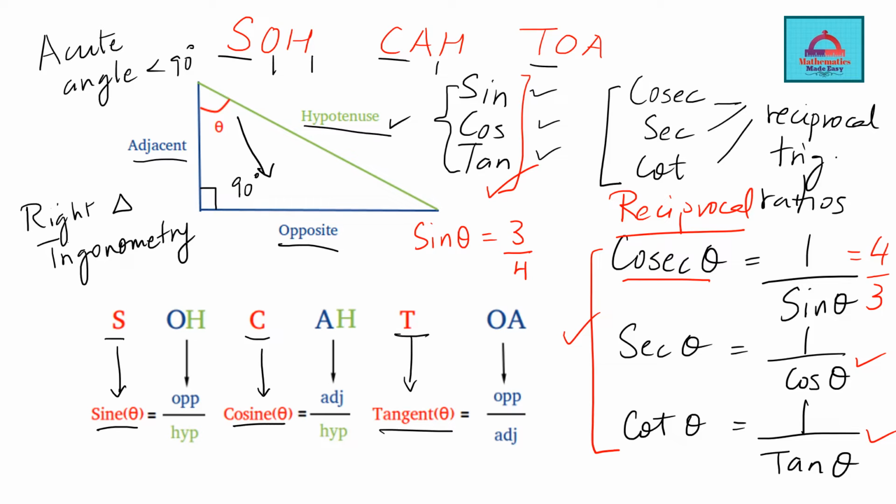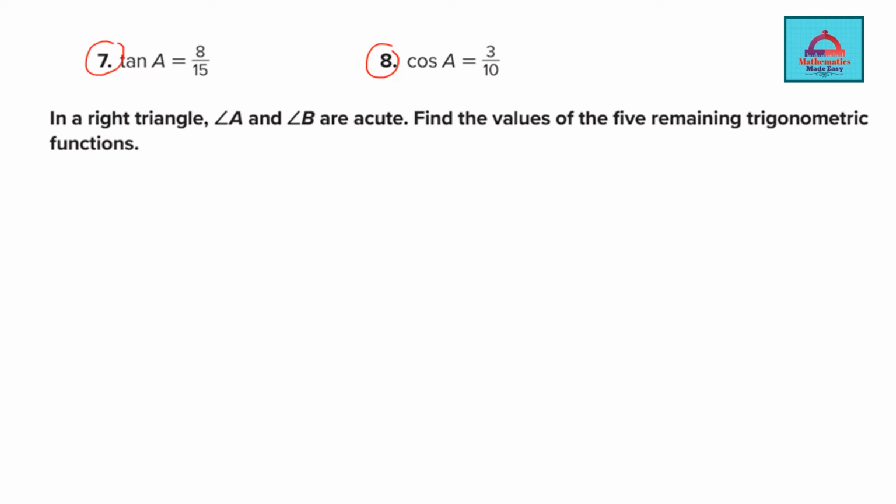We are ready and geared up with the formulas for the question. So let's now solve the three parts. Let's solve first question 7 and 8 in this slide. I'm going to begin with question 7, and we are going to use SOH CAH TOA that we learned in the last slide. So here let's see what is given.